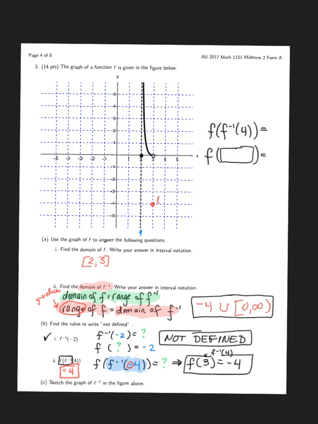This point here is 3, negative 4. So to graph the inverse, I'm going to graph negative 4, 3. That's the first step. And we could have started with any other point that we knew the coordinates of. For my next step, I'm going to graph the inverse of this point. This point is 2, 0, so now I'm going to graph the point in yellow, 0, 2.